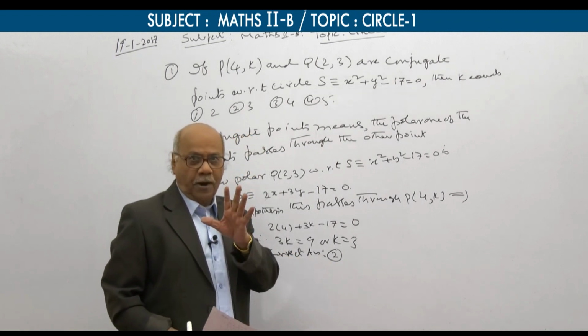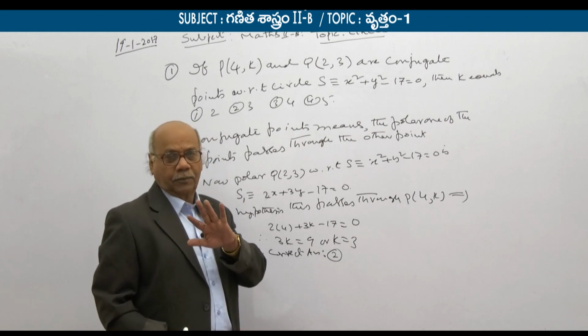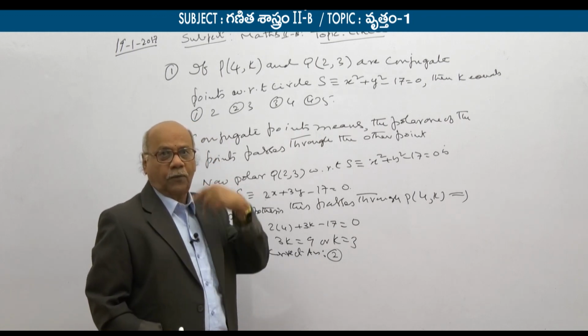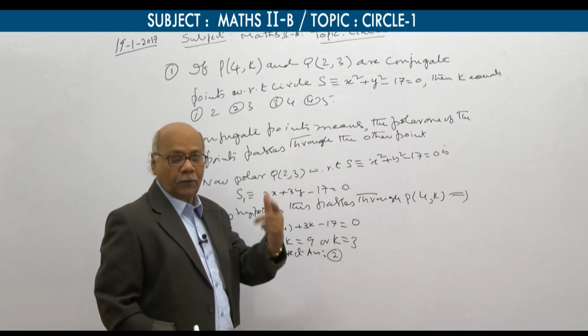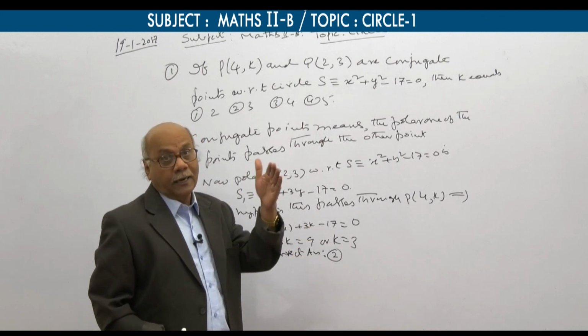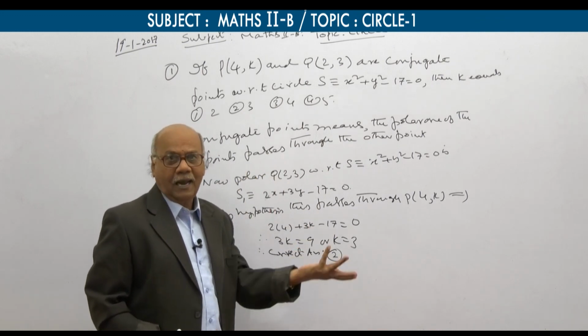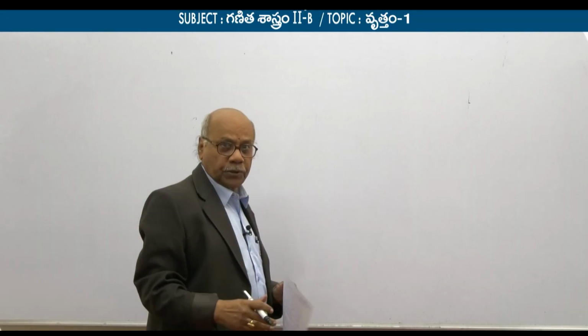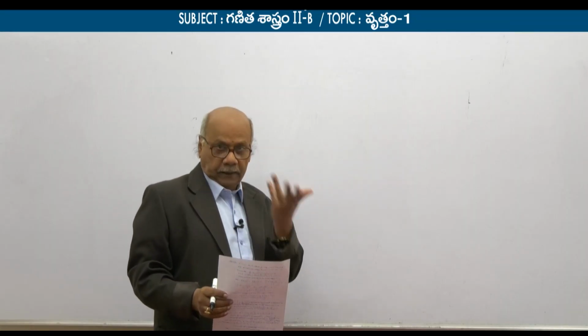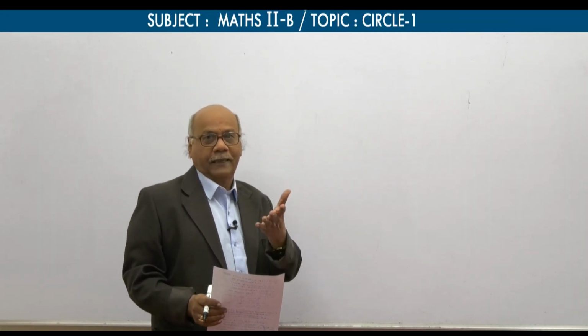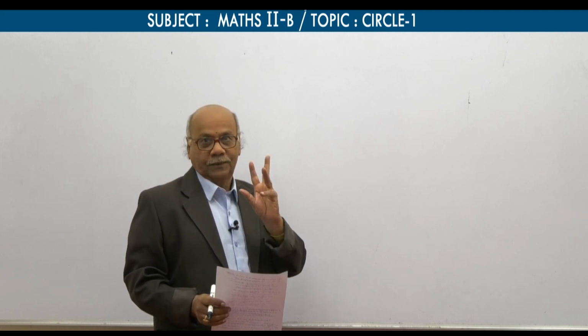So here, conjugate points means the polar of one lies on, or passes through, the other. Conjugate lines means the pole of one lies on the other line. Proceeding to the next problem, I will first explain what is meant by inverse points.